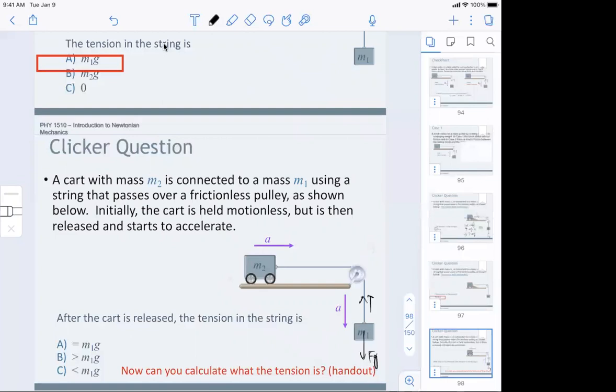Let me do it the other way around. I'm going to take downward as the positive direction. So M1 g minus tension is M1 times the acceleration A1. This is Newton's second law applied to the first mass. So once the cart is released, what do you think is happening to the tension? Again, I don't think this requires too much discussion. I will let you go ahead and vote right here.